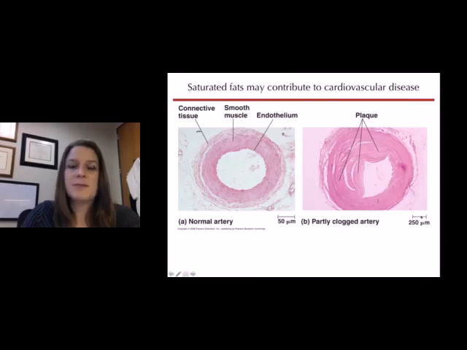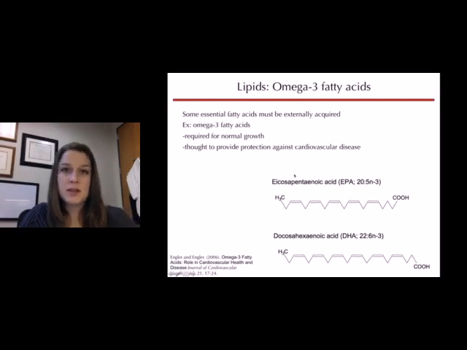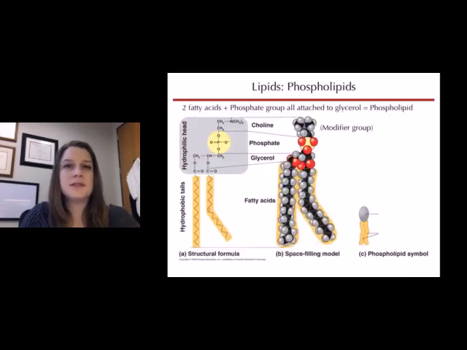These are the kinds of things that could happen with saturated fats and trans fats. Here's a normal artery, and here you can see a plaque in an artery, so it's clogged there. And some of the kinds of fatty acids and fats that help prevent clogging like that and don't contribute to it are omega-3s. So omega-3 fatty acids have a double bond at the third position from the end, and they're going to be really important for preventing cardiovascular disease. Those are the ones you get a lot in like salmon and a lot of fish, types of fish. Okay, so that's the fat category.